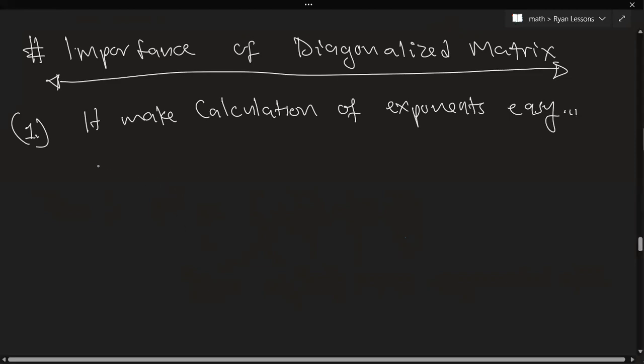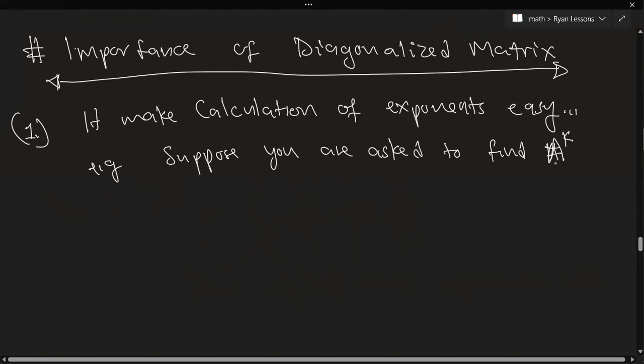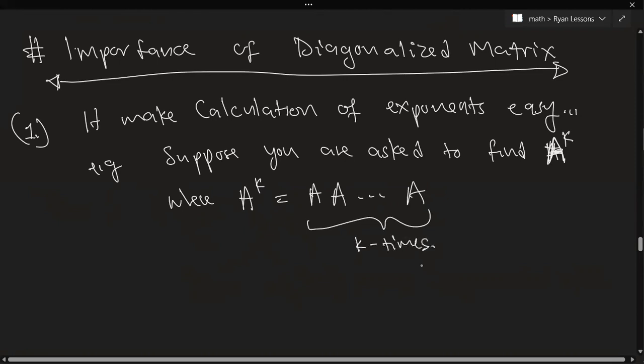Suppose, for example, you are asked to find A to the power k, where k can be very huge at times. Remember, how do we define A^k? A^k means you have to multiply this matrix with itself k times.